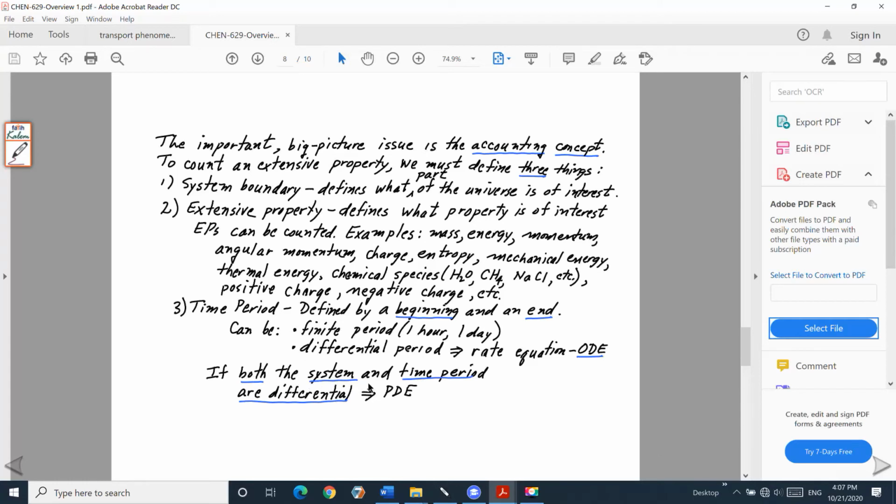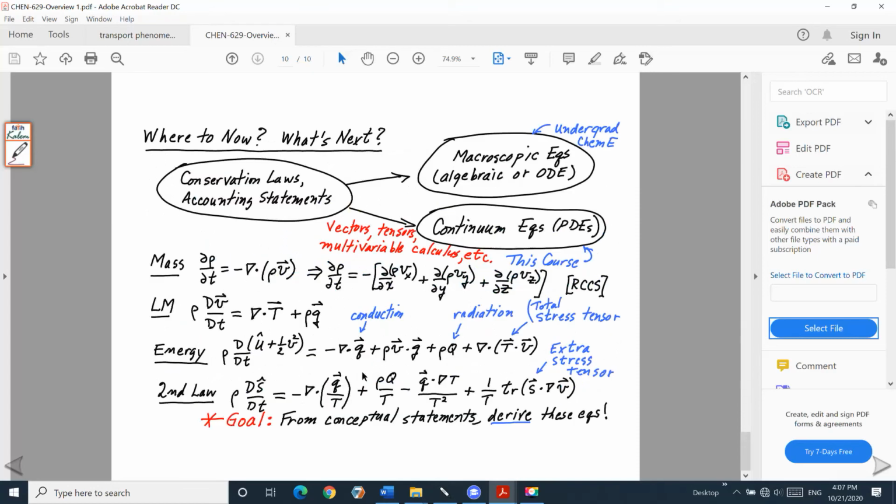When the system and the time period are both differential, we call these PDEs, partial differential equations. Let's say inside of your system, you try to measure and observe the temperature. If your temperature changes with respect to your system position or the time, at any position, we call these partial differential equations.